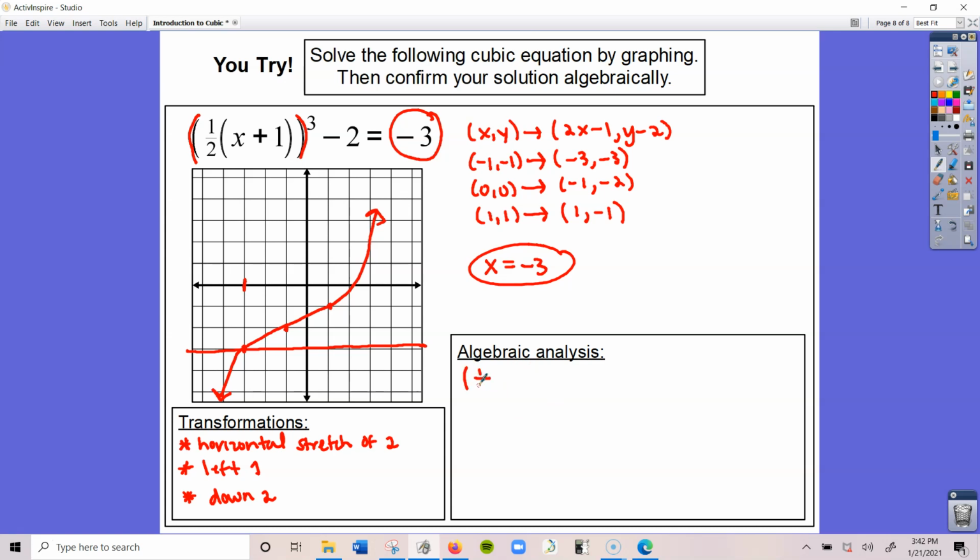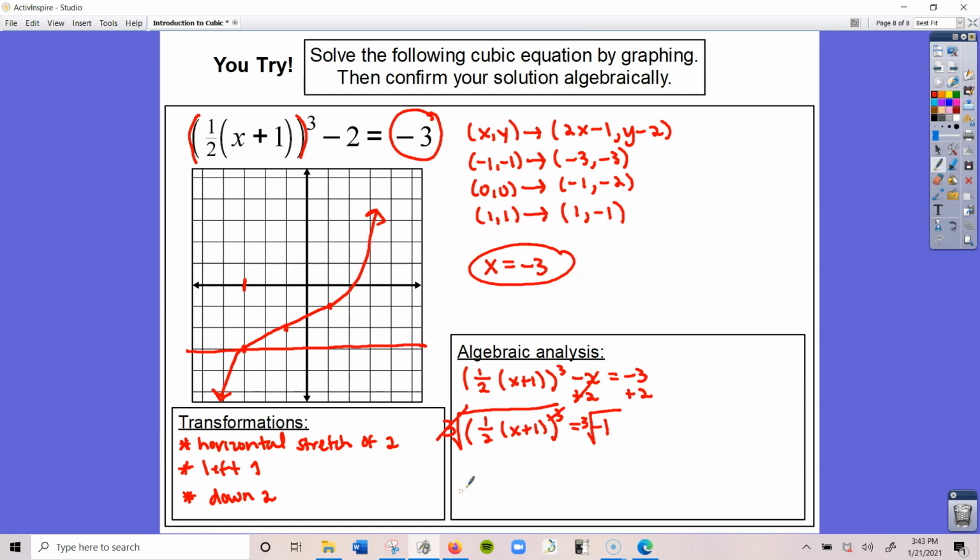So we have this double parentheses situation. First, we would add the 2. So we have (1/2(x + 1))³ is equal to −1. Now this exponent here is on the outermost parentheses. So we have to apply the cube root first before I can cancel out that 1/2, since the 1/2 is inside.